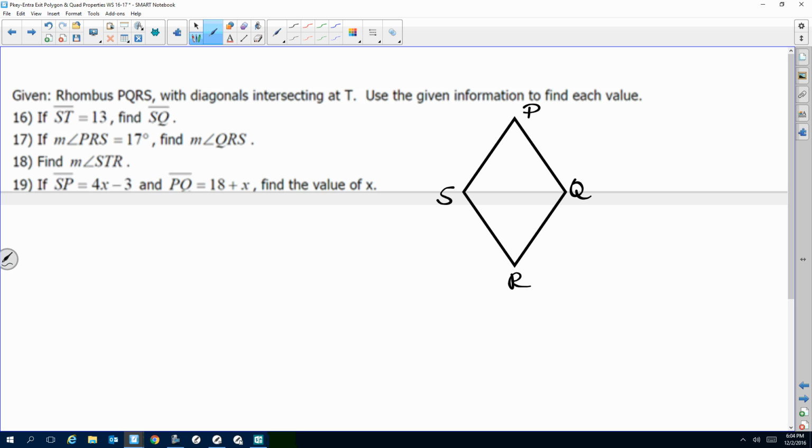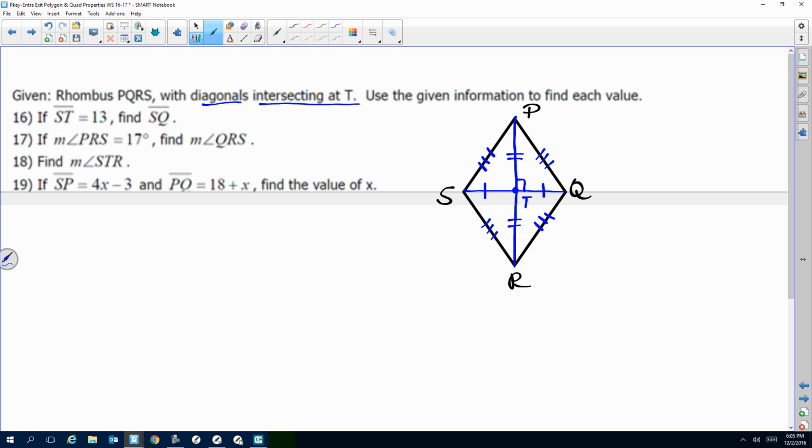So if it's a rhombus, our diagonals are intersecting at T. So SQ is one diagonal, PR is the other one. They intersect at T. When they intersect, because it's a rhombus, they are perpendicular. The shorts are bisected, the longs are bisected. And if it's a rhombus, all the sides are congruent.